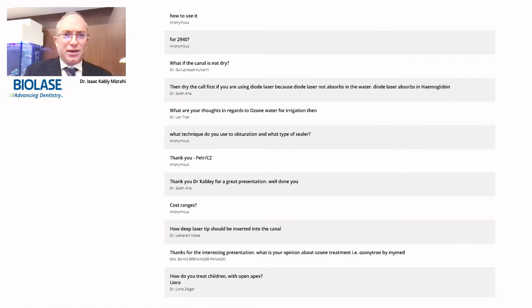Again, someone asking about ozone. I use ozone many times, but I have no studies to prove it makes a difference when combined with lasers and ozone water. What I can tell you is that the outcome with lasers is much better than ozone. You can just go with saline and use lasers, and you will have a great effect.